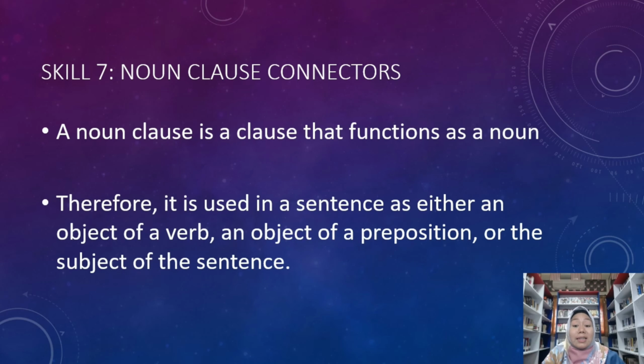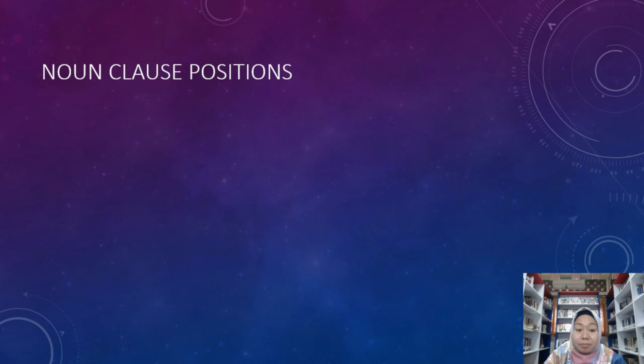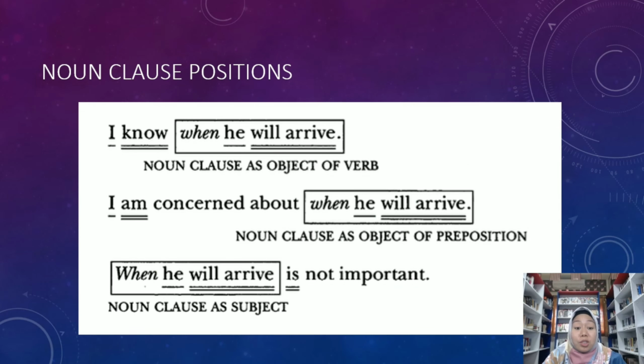Therefore, it is used in a sentence as either an object of a verb, an object of a preposition, or the subject of the sentence. So, a noun can be found in a sentence as the subject, as the object, or as the object of a preposition.